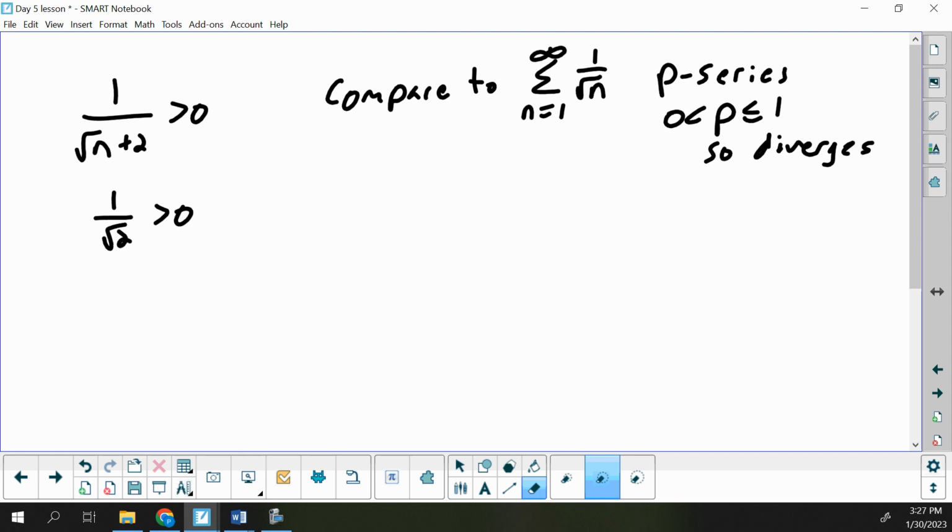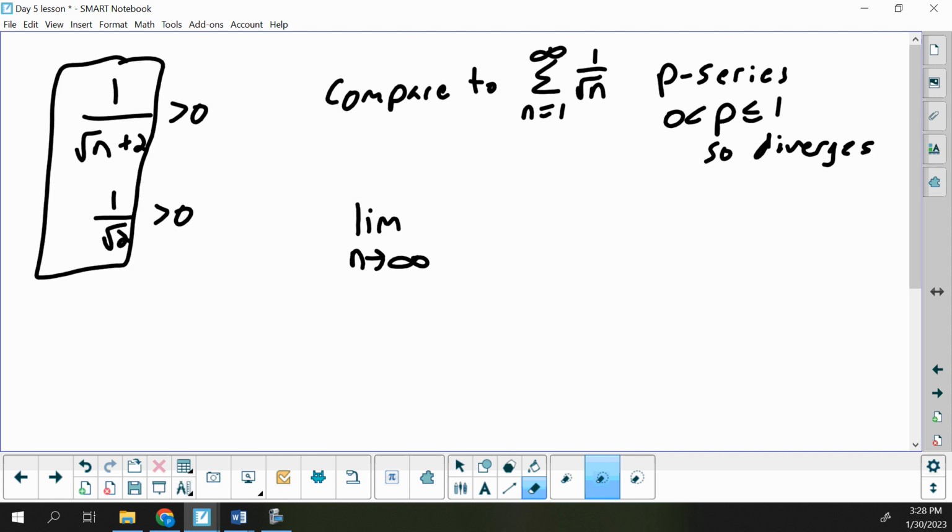We thought about direct comparison. We saw that didn't work. So we're going to try limit comparison test, where we do limit as n approaches infinity. And we're going to divide these two here. And I wrote a 2 here. That's supposed to be an n. Sorry about that. That should be square root of n.